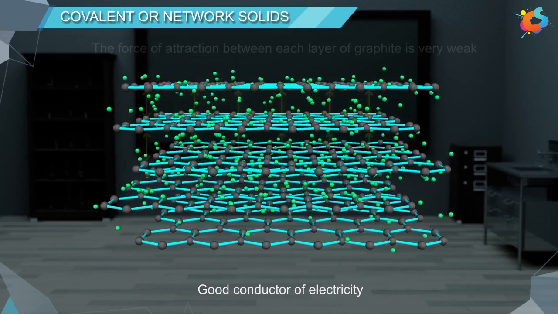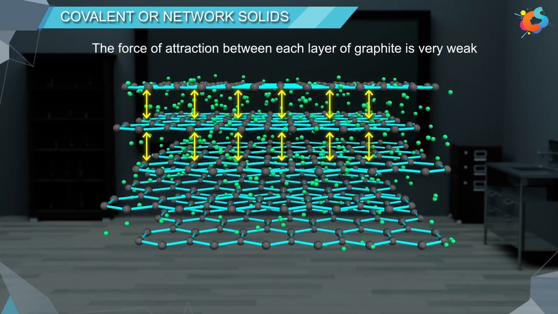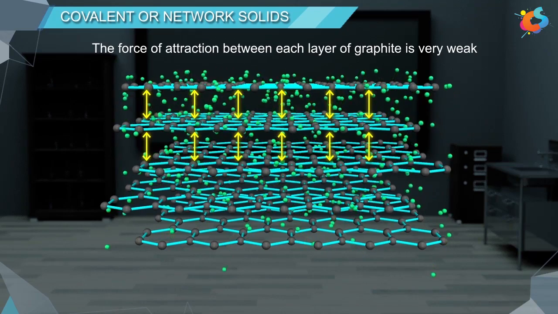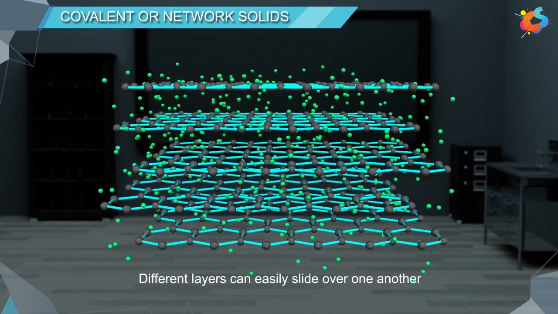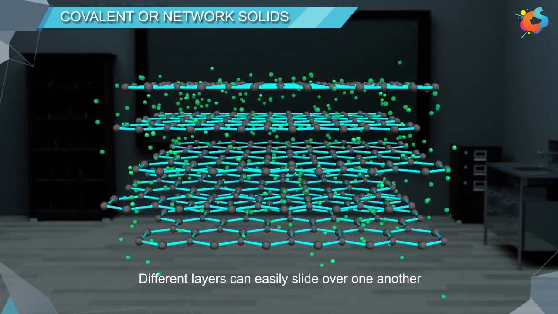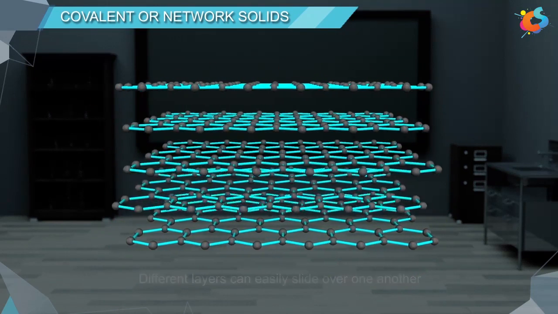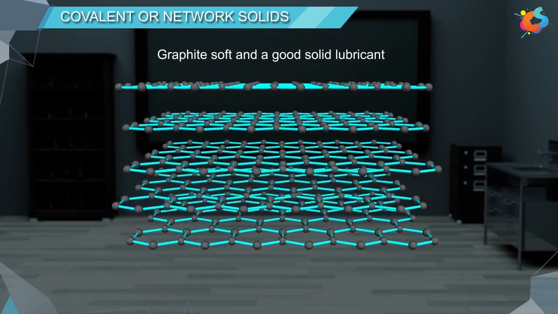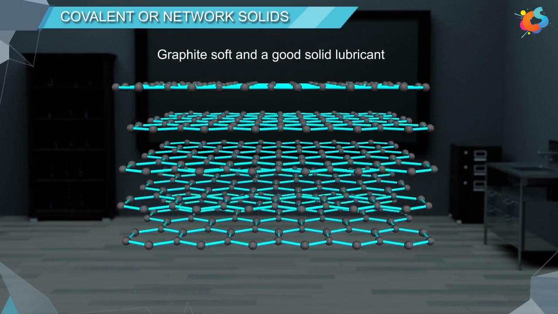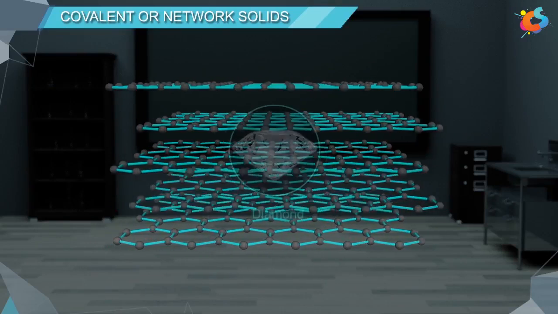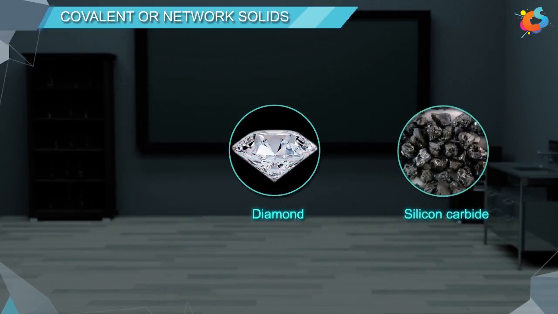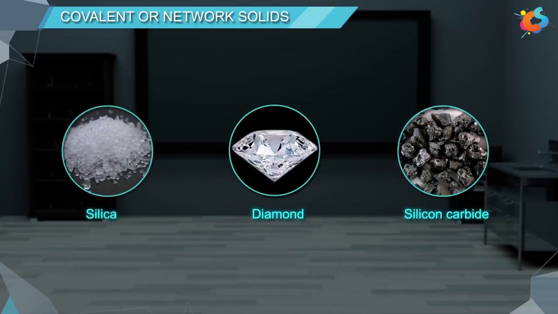The force of attraction between each layer of graphite is very weak. Due to this, different layers can easily slide over one another. This makes graphite soft and a good solid lubricant. Best examples of covalent solids are diamond, silicon carbide, silica, etc.